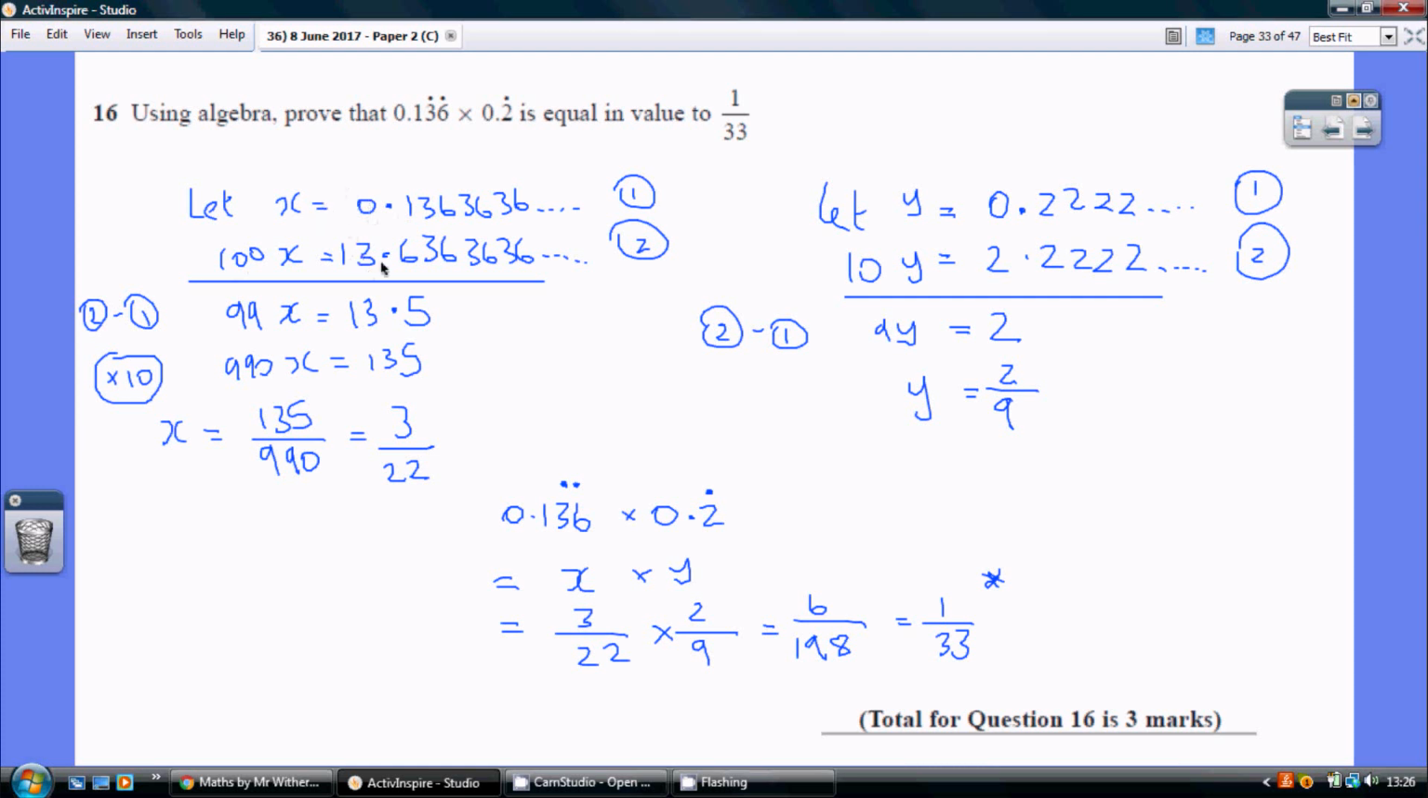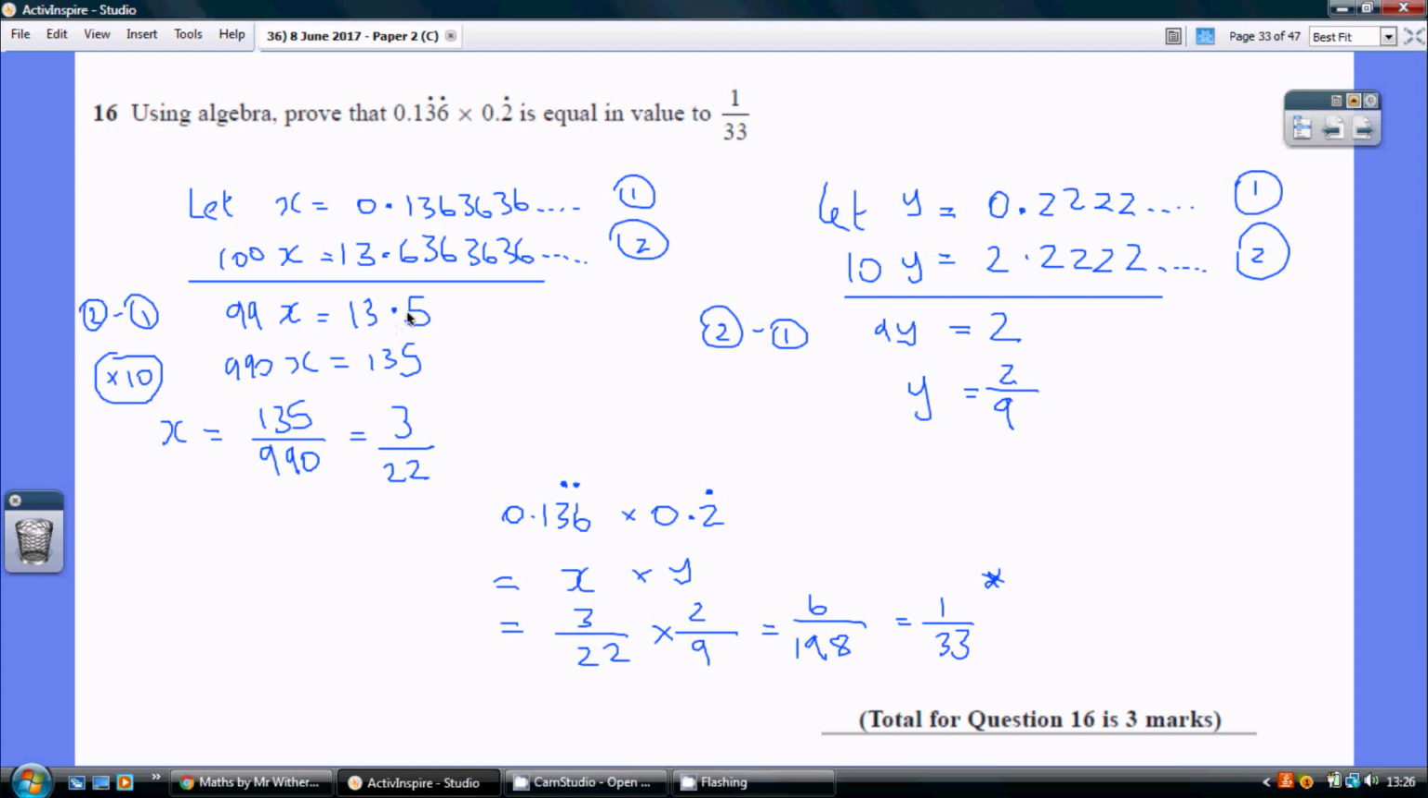So we're going to get 13.6363636. Now you'll see then that this recurring element here is lined up. So if we do equation 2, take away equation 1, we get 99x equals 13.5.